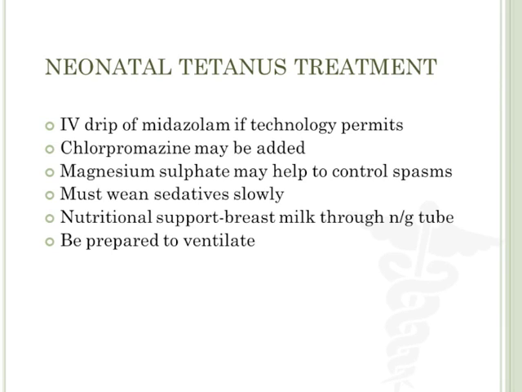If none of those things work, if you can get a hold of it, which is difficult in the third world, midazolam is quite effective, but you do need special monitoring for that. For sedation, if you're not controlling seizures with phenobarb and diazepam, you can add chlorpromazine, mag sulfate occasionally. And then once the child gets better, if he does, which is hopeful, you want to wean your sedatives slowly. If you stop them too soon, the spasms will increase, and you have to take your time weaning them down.